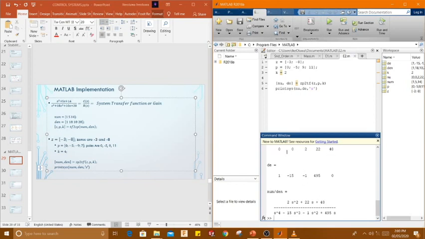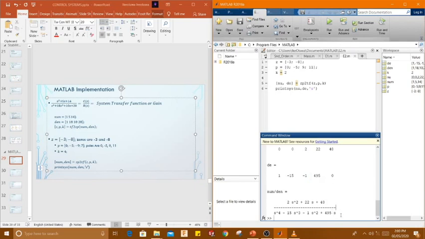This also has 5. The reason why you have 0, 0 here is because it tries to match the numerator with the denominator. So we have 0 S raised to the power 4 plus 0 S raised to the power 3 plus 2 S raised to the power 2, which is what you have here. Okay, plus 22 S plus 48 all over S raised to the power 4 minus 15 S raised to the power 3 minus S squared minus 1 S squared plus 495 plus 0. The constant is 0 for the numerator.